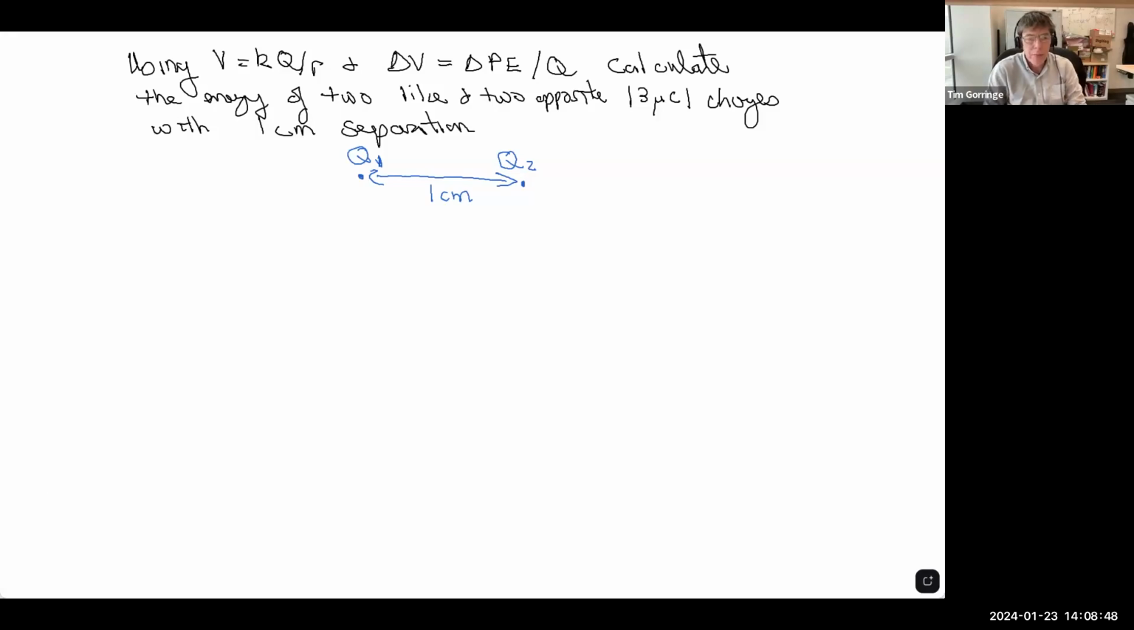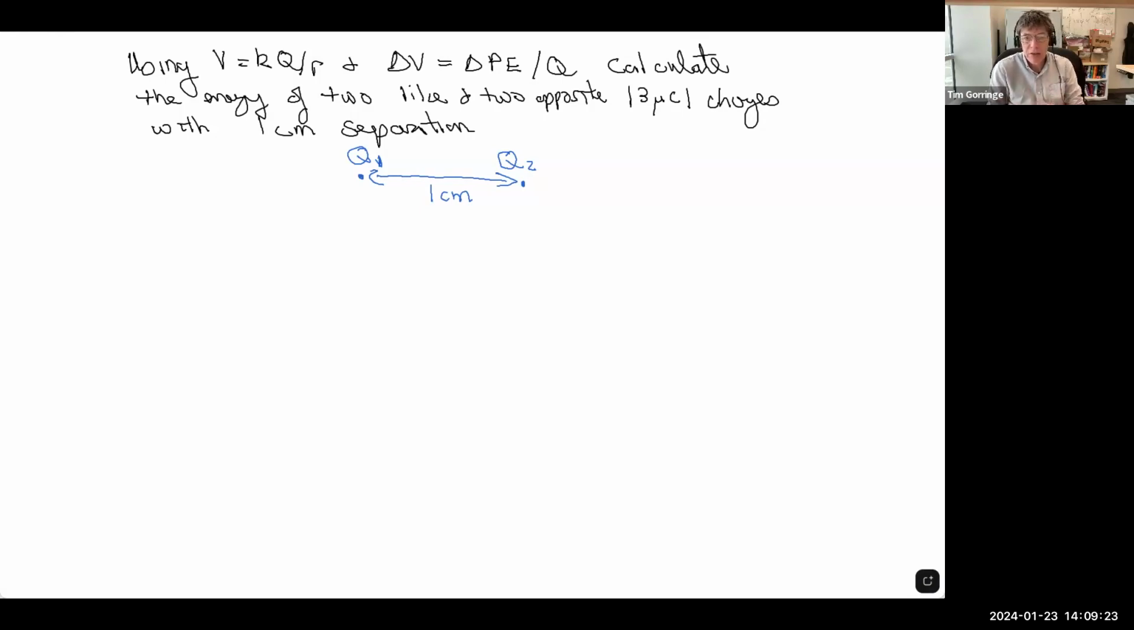I wanted to work through a problem in which we're going to calculate the stored electrical energy of an arrangement of two charges, I'm calling them Q1 and Q2, that are separated by some distance, 1 centimeter. And in this particular problem, we're going to calculate the stored energy for the case of two like 3 microcoulomb charges. So they're both positive or they're both negative. They have the same sign.